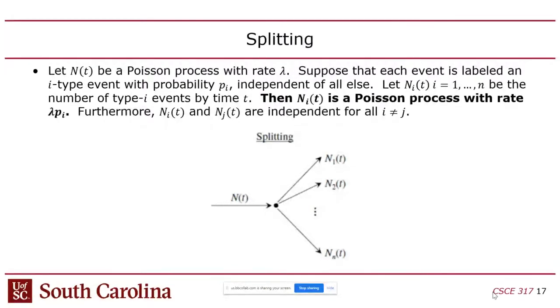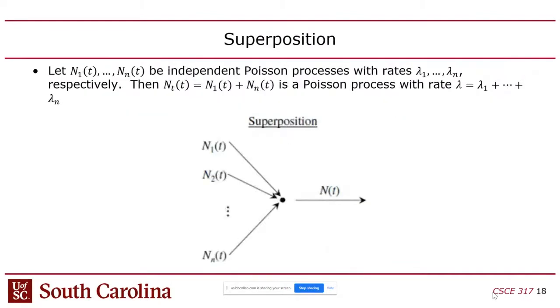Now they have to be random. They have to be independent, which means that the determination of which event is assigned to whatever process has to be randomized according to a specific probability, p of i in this case. And then superposition is the opposite of that, where you're combining together multiple Poisson processes, and in that case, you're adding the rates together.